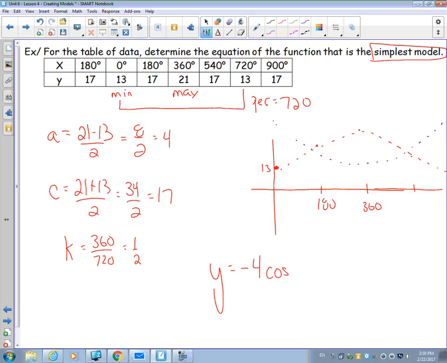And then I don't have to worry about any horizontal translations. I still have a K value, but I don't have any D. It doesn't have to go left or right. And there is the equation really quickly for that function. That's a pretty simple model. All I had to do was think about the fact that it was upside down instead of right side up.